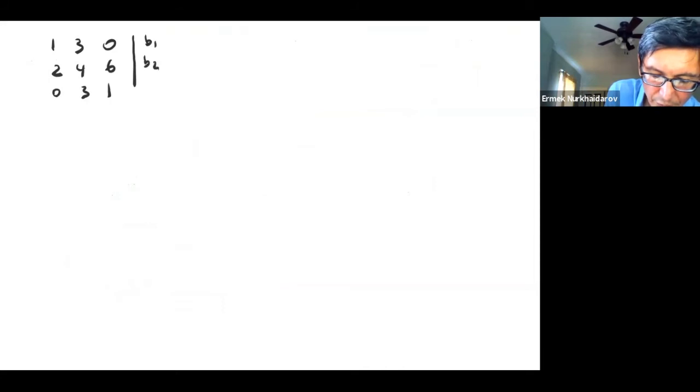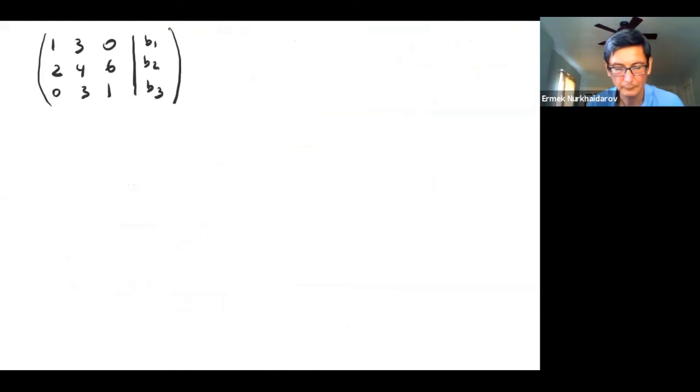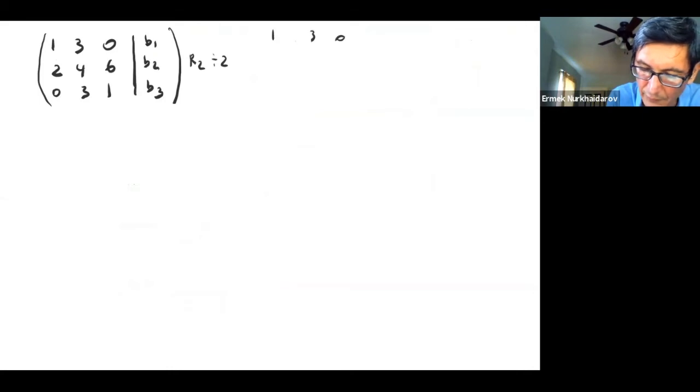So I'll move on to the next page. Write it one more time: 1, 3, 0, 2, 4, 6, 0, 3, 1, with B1, B2, B3. So we take row 2 and divide by 2. So 1, 3, 0, B1; 1, 2, 3, B2 over 2; 0, 3, 1, B3.